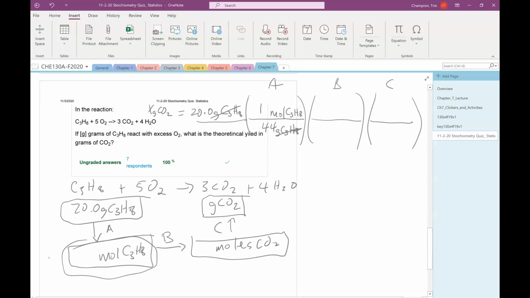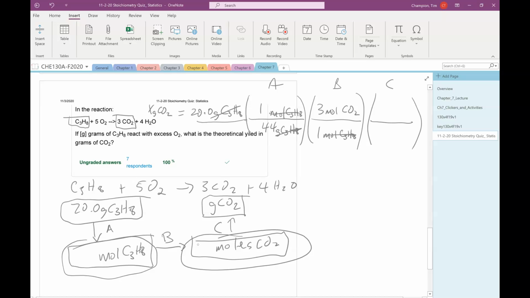Our second step is going to be to go from moles of C3H8 to moles of CO2. We're going to get those numbers from the equation here. If you look at this, we're told that 1 mole of C3H8, whenever that reacts, gives 3 moles of CO2. So we pull those from our equation. We can cancel out moles of C3H8. That gets us to this box down here.